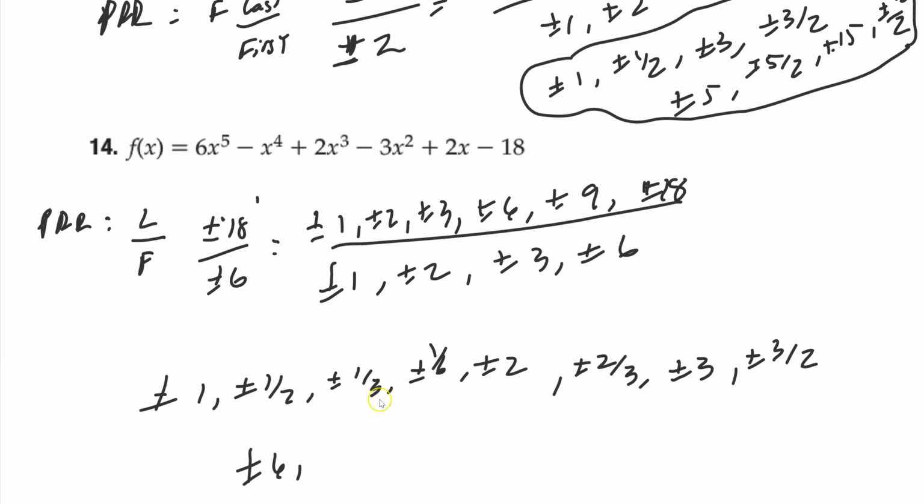So we can move on to 9. So we get plus or minus 9. 9 over 2 I do not have. 9 over 3 is 3, I have that. 9 over 6 is 3/2, I have that. So there you go. Then 18. 18 over 2 is 9, I have that. 18 over 3 is 6, and 18 over 6 is 3.